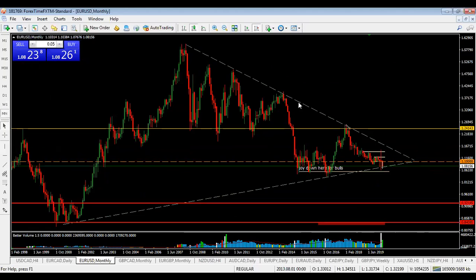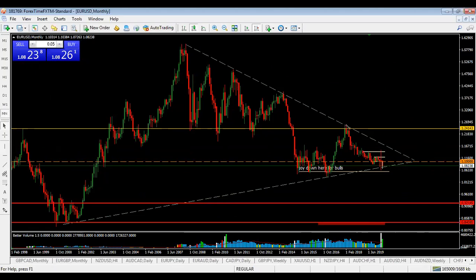The market has been trending here: lower low, lower high, lower low, lower high, lower low, lower high. I expect a breakout of this structure. That's what we expect overall from the Euro USD.